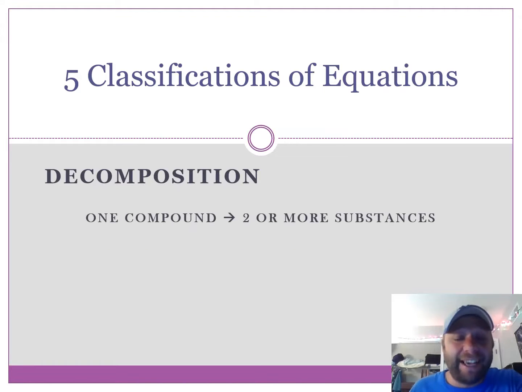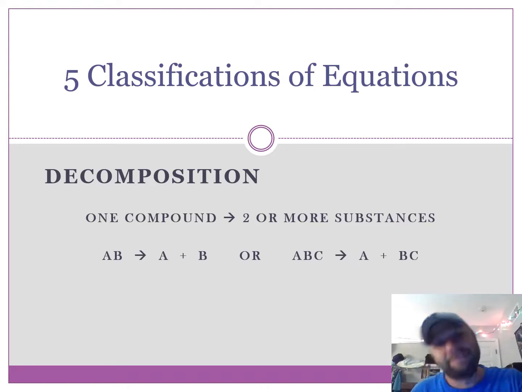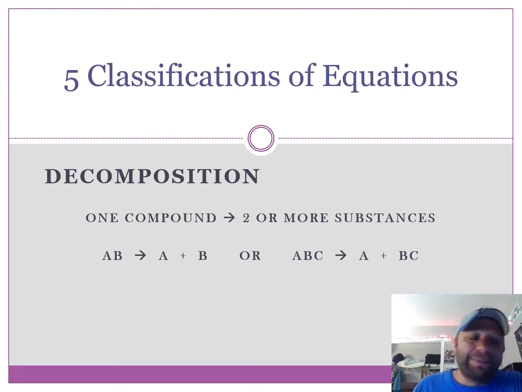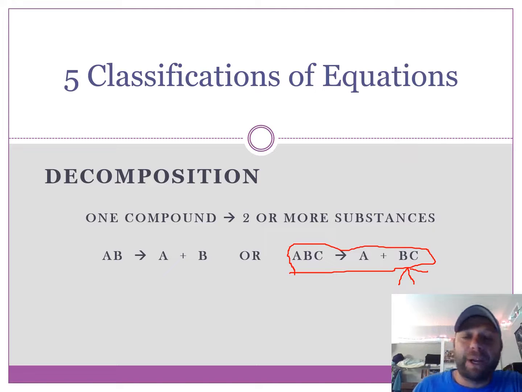Decomposition. This is like synthesis, but the opposite. So we've got one compound and it makes two things. Sometimes people get confused because if you look in this second example here, it is decomposing even though it still has a compound over here, right? Two different elements, but it did break off part of it. So it is decomposing. It's getting smaller.